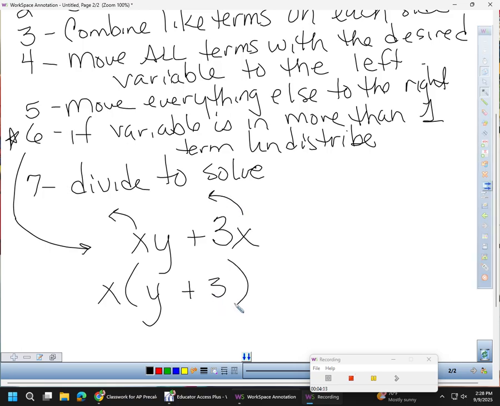We're doing the opposite of the distributive property. So normally we would say x times y and x times 3. We're just going the other way. Okay, now we're going to talk about a couple different things. So here we go with example number 1. If you guys are ready.